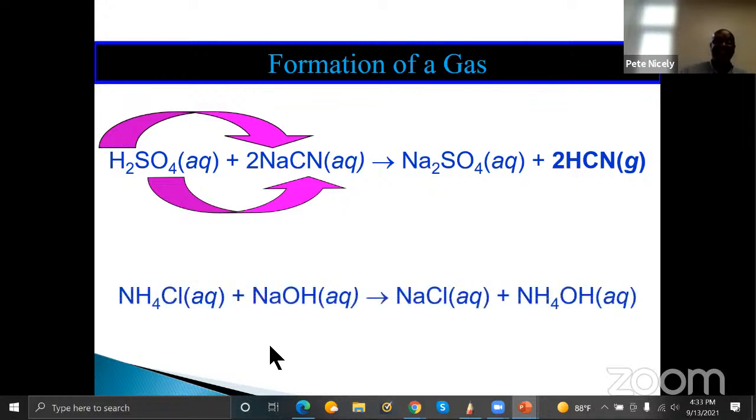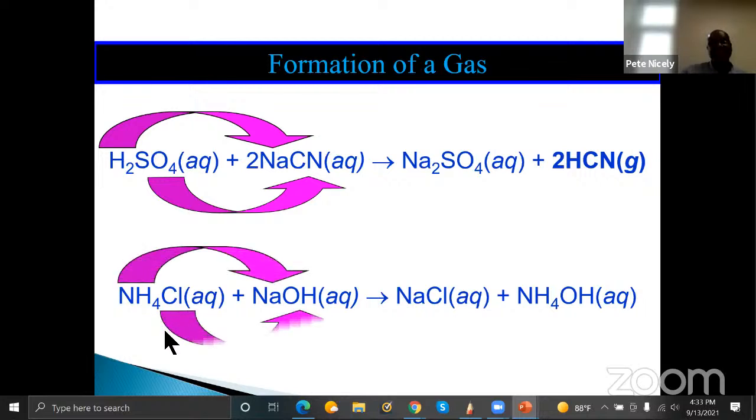Now, the next reaction is another example, in this case the reaction between ammonium chloride and sodium hydroxide. As you can see, the products here would be sodium chloride and ammonium hydroxide. So again, this is another double displacement reaction where the ammonium will displace the sodium and the chloride will displace the hydroxide, and you end up with your products where the sodium comes together with the chloride to form sodium chloride. The ammonium will come together with the hydroxide to form ammonium hydroxide.